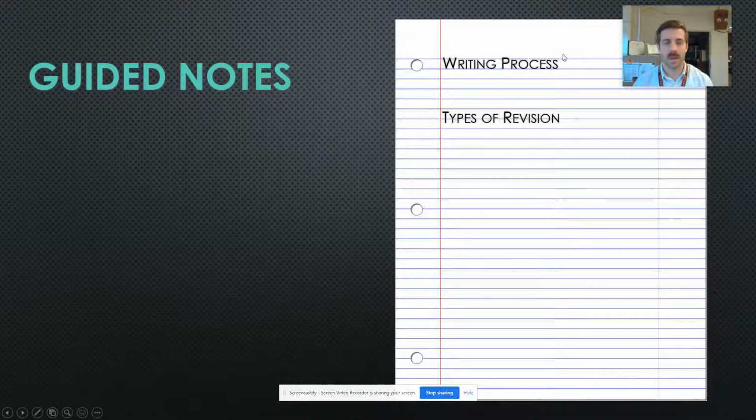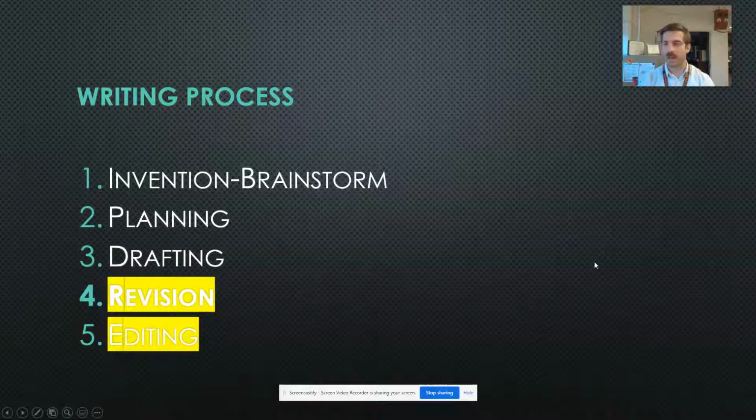Some guided notes that I want you to jot down. Make sure you have these in your notes. It's just what the writing process is, different types of revision, and then I would even add one in there, maybe revision versus editing. So let's talk about the writing process here.